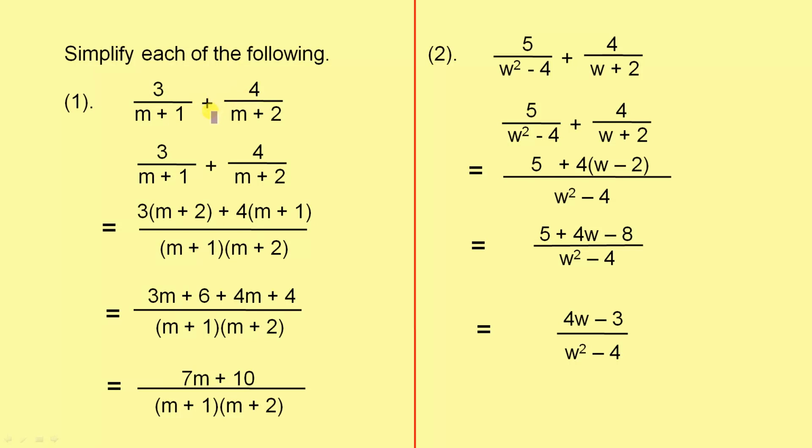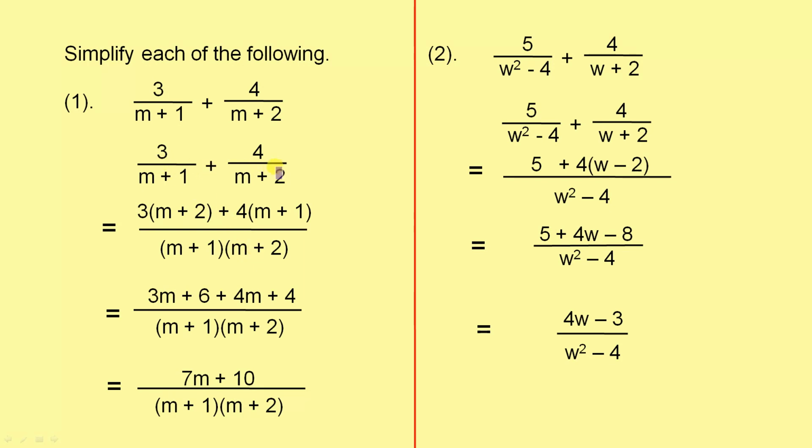Now if we remember, when we add simple fractions, we look at the two denominators, and basically we say to ourselves, what do we need to write in the denominator so that each of those denominators will divide into it? It's called the lowest common multiple. So if we have m plus 1 and m plus 2, the product of m plus 1 and m plus 2 we put in the denominator.